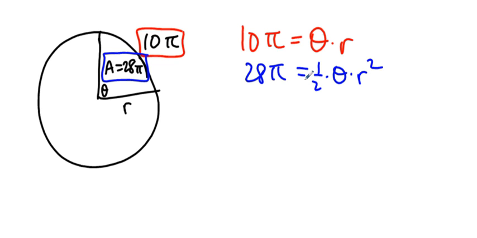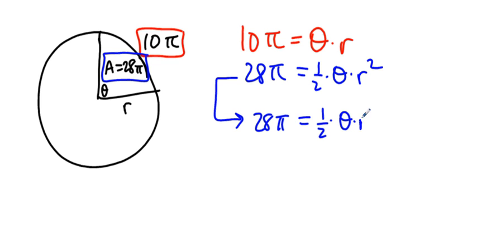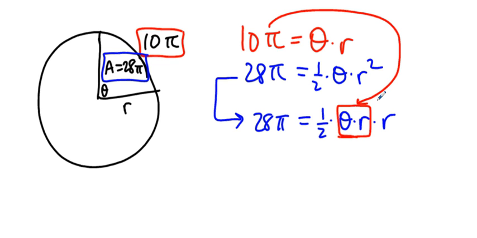Okay, fine. So let's look at the blue equation. The blue equation tells me 28 pi is 1/2 times theta times r times r, right? So what do I do with that? Well, this is theta times r, and I know a little something about theta times r. So now I know that 28 pi is 1/2 of 10 pi times r.